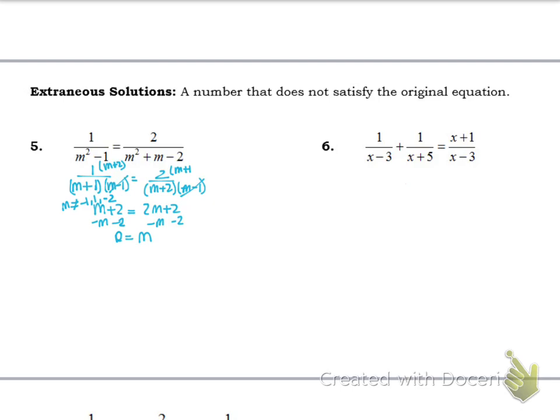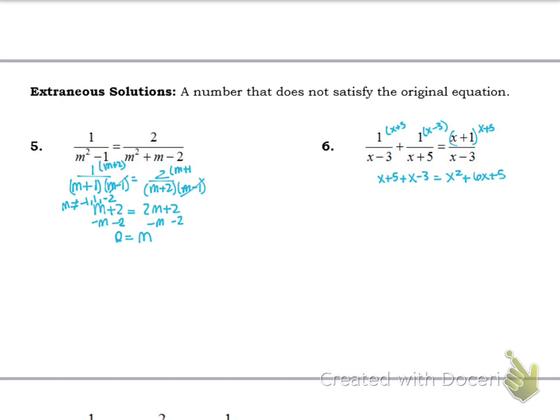Okay, my next one here, it looks like I got x minus 3s. He's missing x minus 3. He's missing the x plus 5. He's also missing x plus 5, so I'm going to have to FOIL that right side there. So I'm going to get x plus 5 plus x minus 3. When I FOIL or distribute or box, I get x squared plus 6x plus 5.